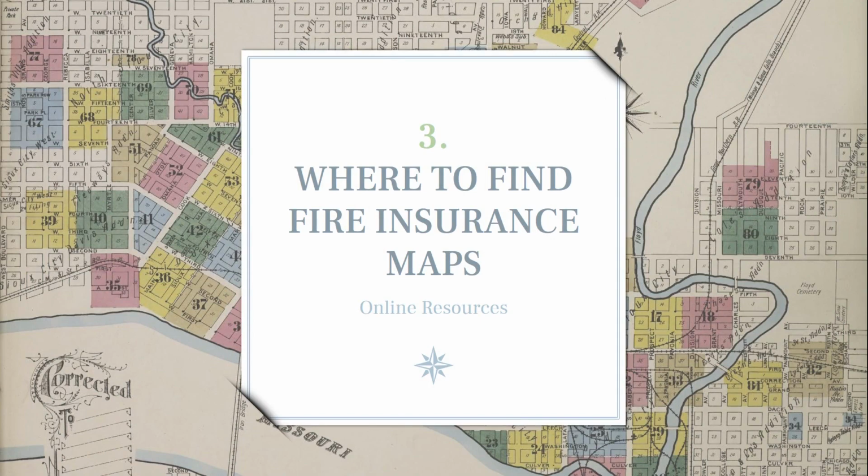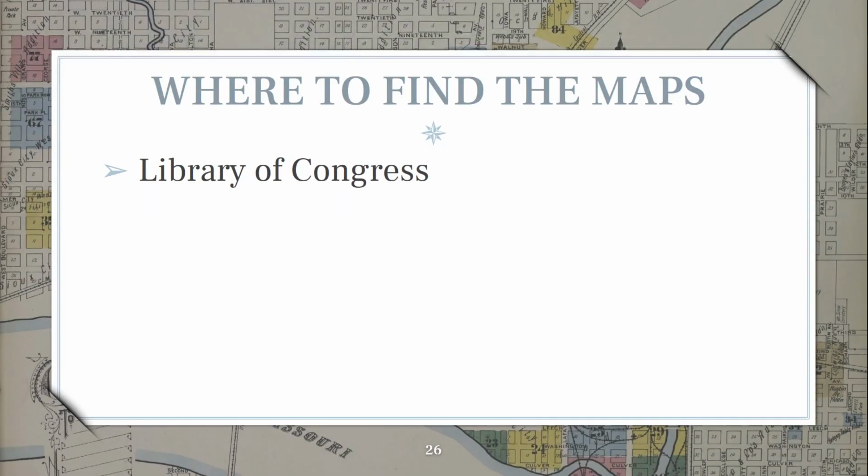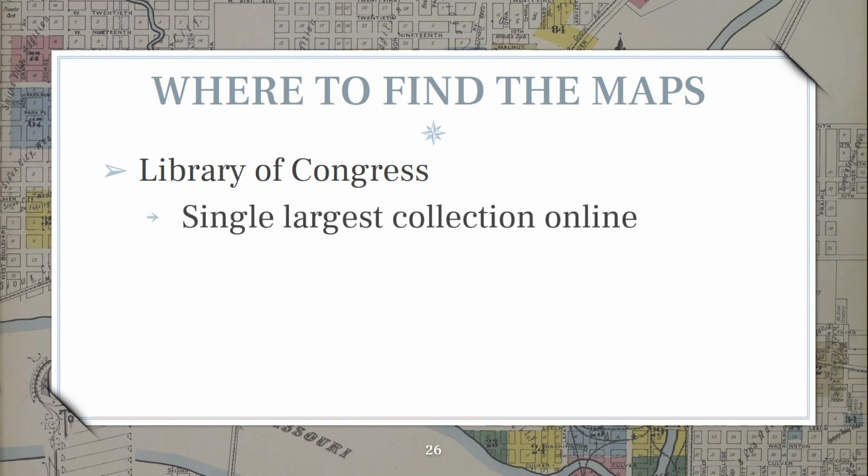So now that you know what fire insurance maps are and why they were created, let's talk about how and where to find them online. The first place you want to check is the Library of Congress. The Library of Congress has the single largest collection of fire insurance maps, including those made by the Sanborn Company.